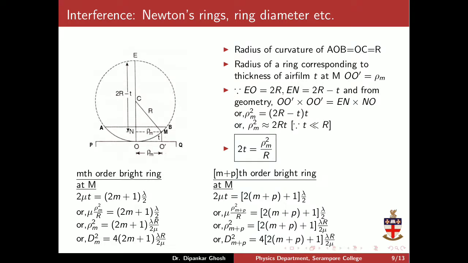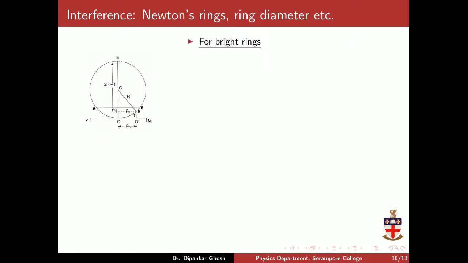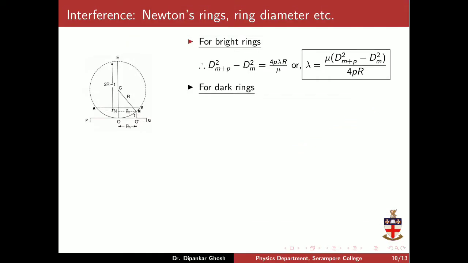You can just do this calculation by yourself. D square m plus p is equal to 4 times 2 into m plus p plus 1 lambda R by 2 mu. Now for bright rings, we did it for the mth order bright ring and m plus pth order bright ring. So for bright rings, the difference of the diameter squares is 4p lambda R by mu, or lambda, that is the wavelength of light, is equal to mu into d m plus p square minus dm square divided by 4pR.